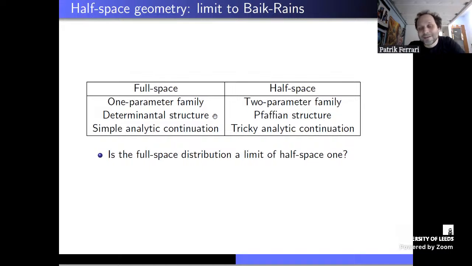In the full space, everything is written in terms of determinants or random determinants. And here we have a Pfaffian structure instead, which is slightly more complicated, but from a random matrix point of view is still standard. So it's more complicated to work with, but in principle. In the full space, the analytic continuation was relatively simple to find, at least for the one point. And for the half space, it has been a bit more tricky, but this was from a technical point of view.